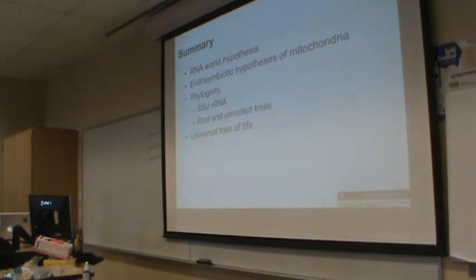Life started actually with RNA world. There is the endosymbiotic hypothesis of mitochondria. So where are we? And phylogeny, the key is small subunit RNA. Rooted and unrooted trees, and then the universal tree of life.